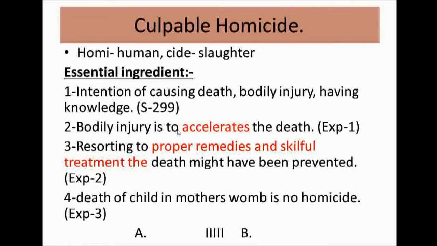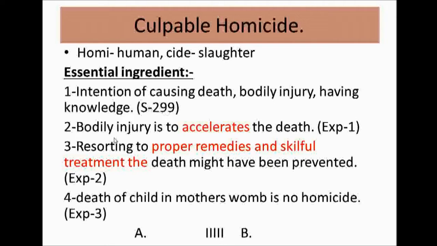These are some of the essential ingredients that I have shown here. First of all, the essential ingredient is intention of causing death or bodily injury, and having knowledge of that. So in the first essential ingredient, a person has intention of causing death and also has intention of causing bodily injury which turns into a death, and has its knowledge. It is provided under section 299.